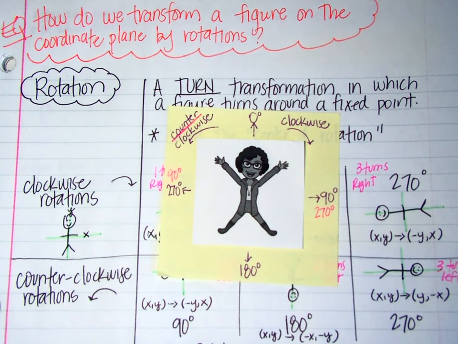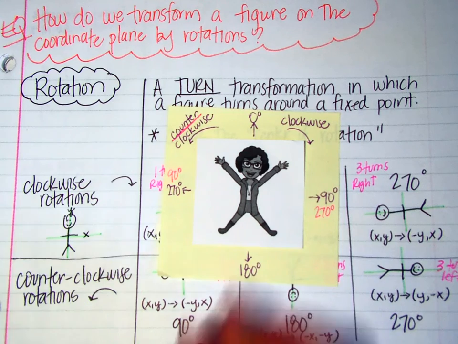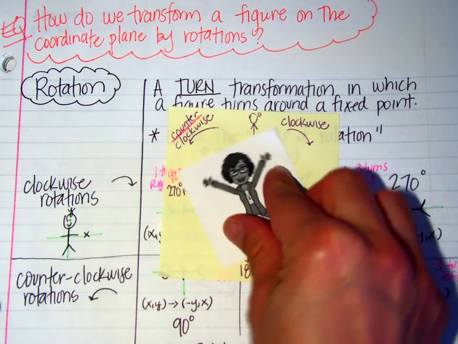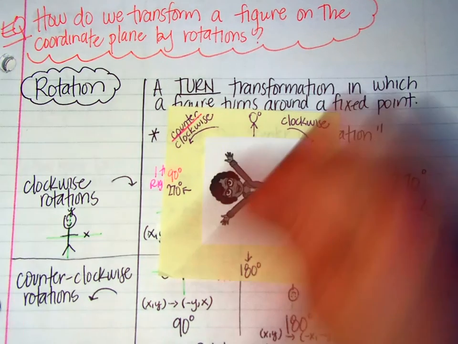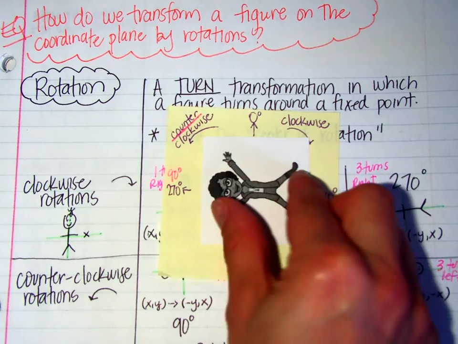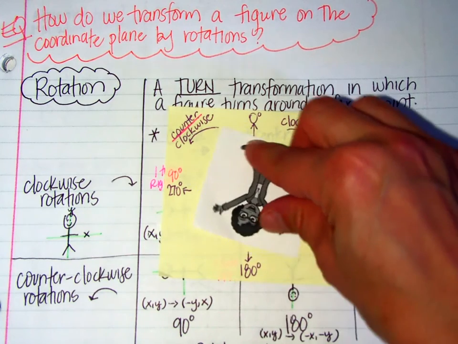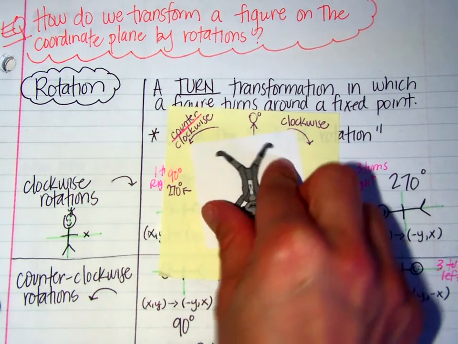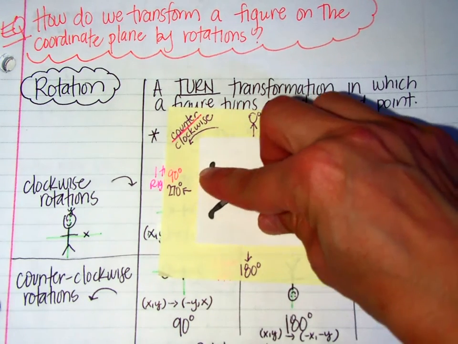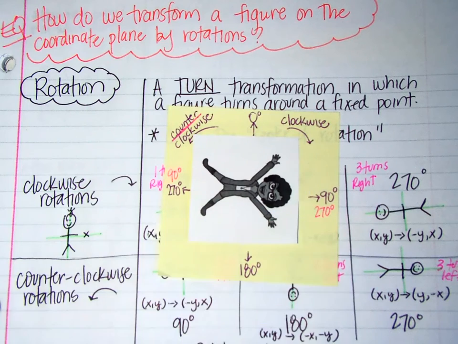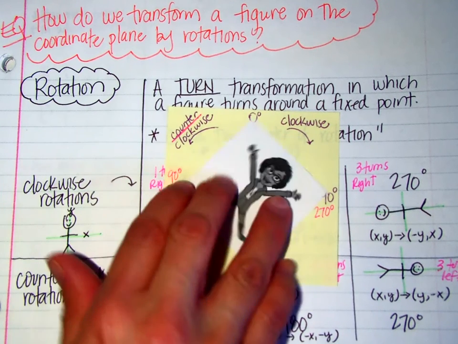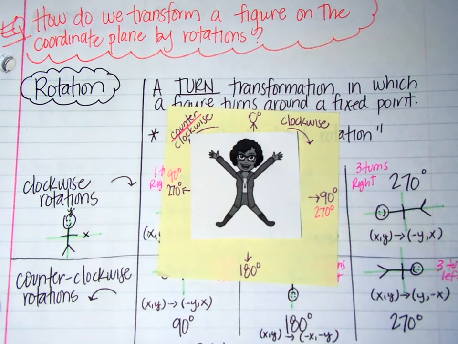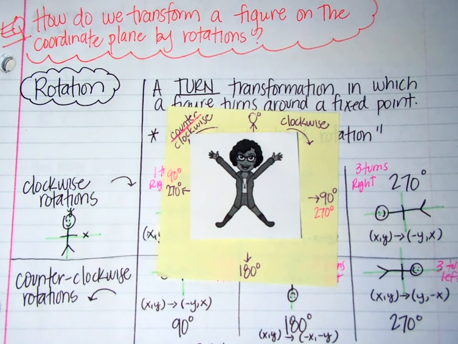Counterclockwise, I'm now moving to the left or against the clock. So 90 degrees is one turn to the left, and now I am like this. 180 degrees, I am now 2 turns upside down. 3 turns counterclockwise gives me 270 degrees. And if I come back to now 360 degrees counterclockwise, I'm back to where I started.